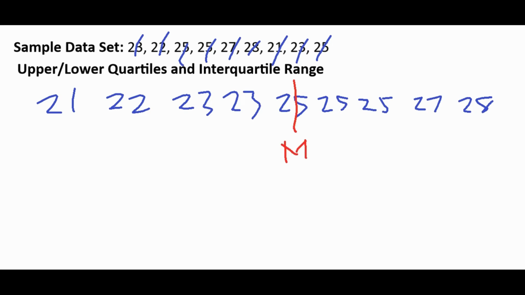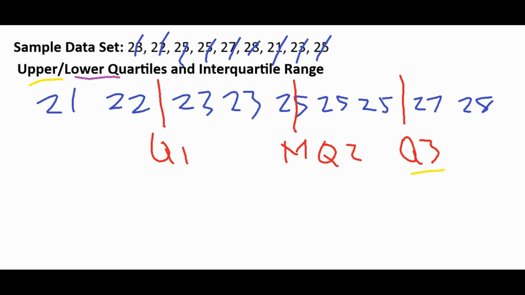Now we have 4 numbers to the left, 4 numbers to the right. So in between those two numbers and in between those two numbers are our Q1 and our Q3, our quartile ranges. Now the median is also known as Q2. And now we've broken up the data into 4 different data sections, 4 different quartiles. So we got the upper quartile, Q3, right? We have the lower quartile, Q1.